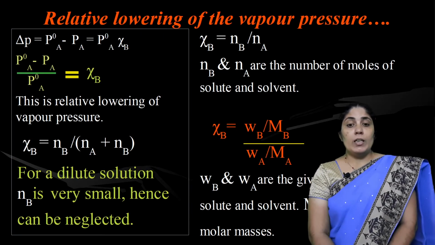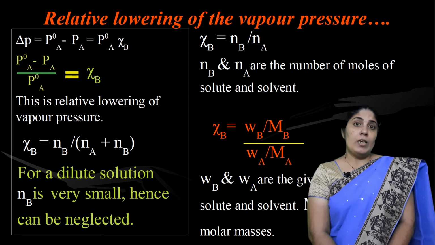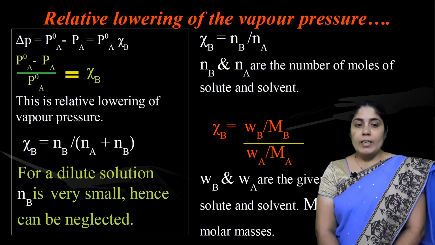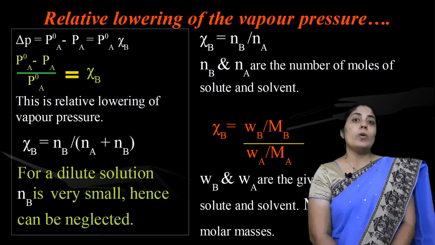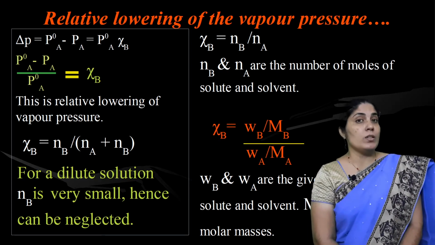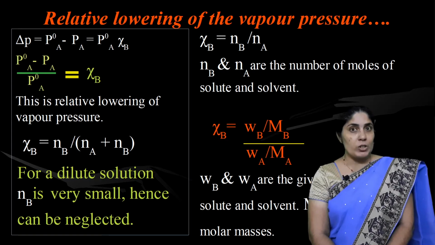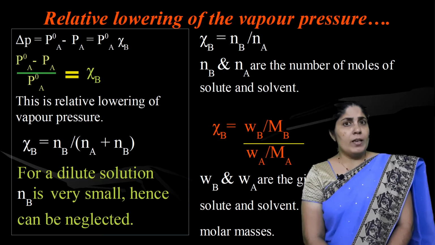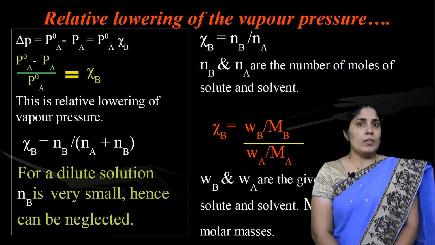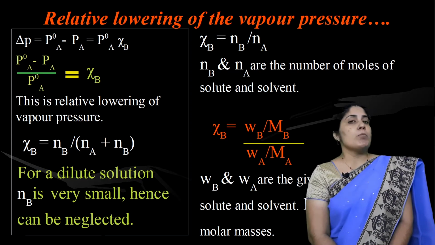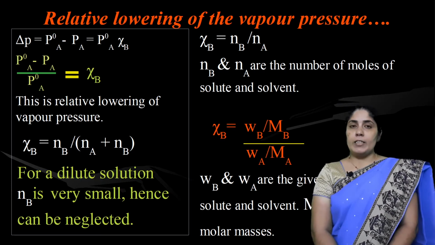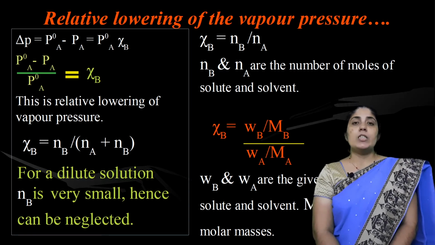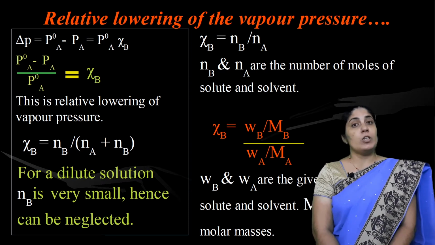Now, when we see again the mathematical expression, we can see here that (PA0 minus PA) divided by PA0, that quantity becomes the relative lowering of vapor pressure. That is equal to chi B. Chi B, the mole fraction of the solute, you already know is equal to the number of moles of the solute B divided by the total number of moles of the component A, which is the solvent, plus the number of moles of B component, which is the solute.